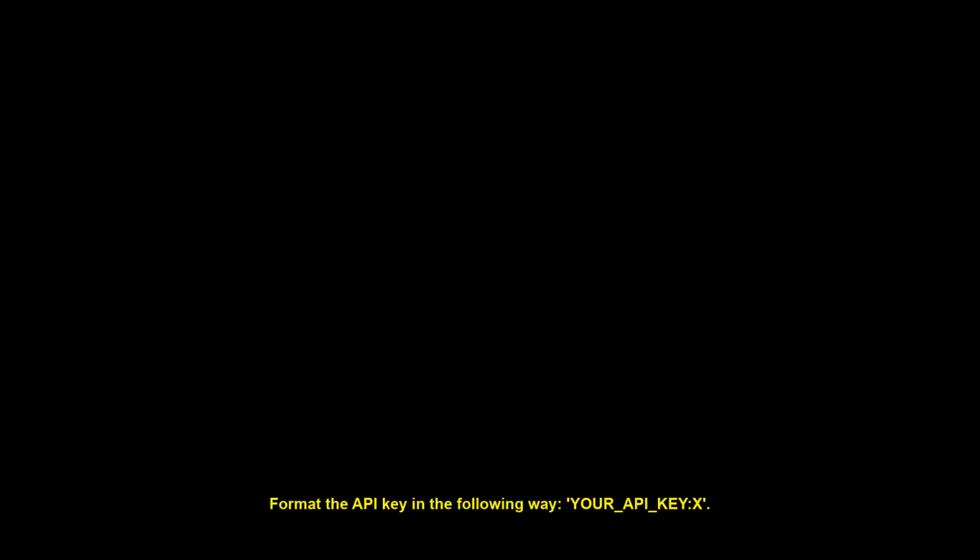Format the API key in the following way: your_API_key:X. Replace your_API_key with the actual API key. Now, create a headers dictionary to include your authentication details. Add authorization as the key and the formatted API key as the value.